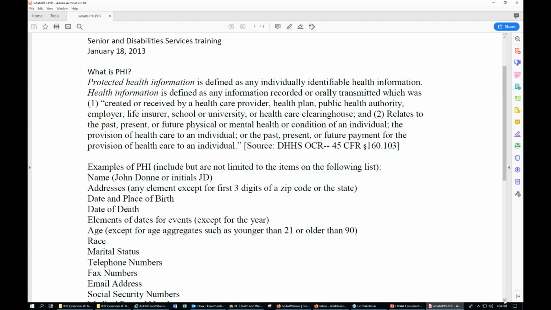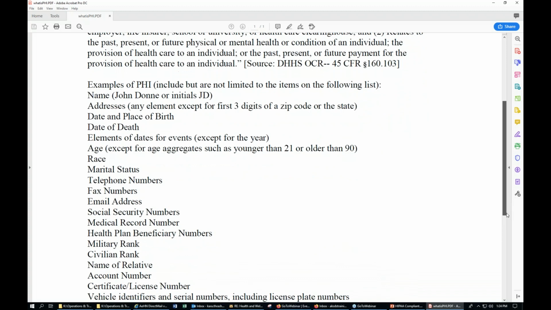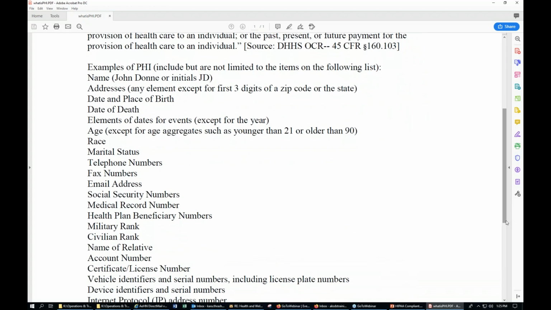By recorded, it could be on paper or digital, which was created or received by a healthcare provider, plan, public health authority, employer, life insurance, school, university, or healthcare clearinghouse, and relates to the past, present, or future physical or mental health condition of an individual, the provision of care, or the past, present, or future payment for provision of care to an individual.